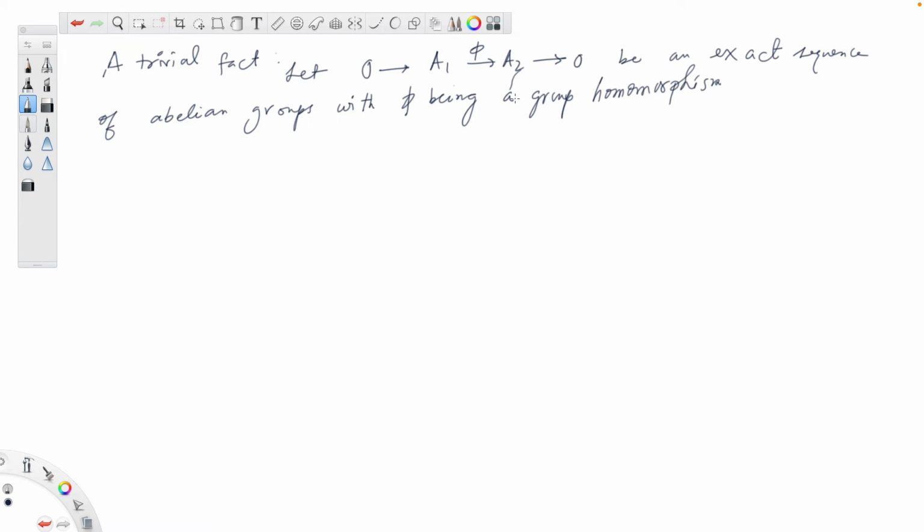And exactness at this site A2 tells us that the image of phi is going to be equal to the kernel of this map, and the kernel of this map is the whole of A2, which means that the image of phi is the whole of A2, leading to the fact that phi is surjective as well. So phi is a bijective homomorphism, meaning that phi is an isomorphism.